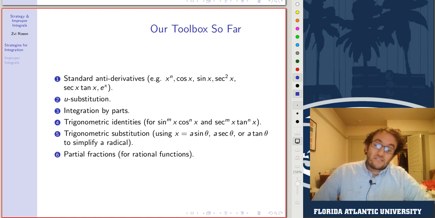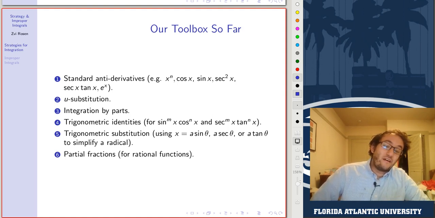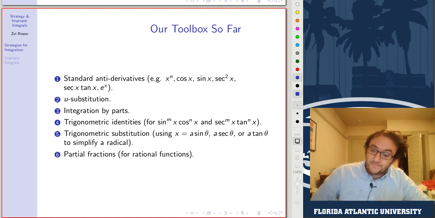We also have trigonometric substitution, and that's where we plug in a function like a sine theta, a secant theta, or a tan theta for our variable x, and that helps us simplify radicals. And finally, we have partial fractions, which are good for rational functions, those being quotients of polynomials.